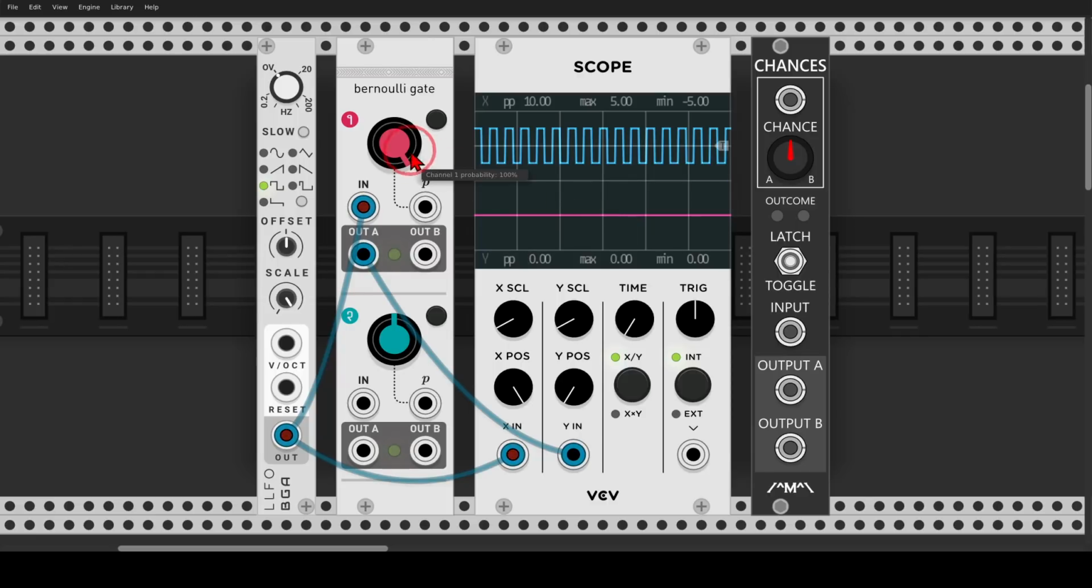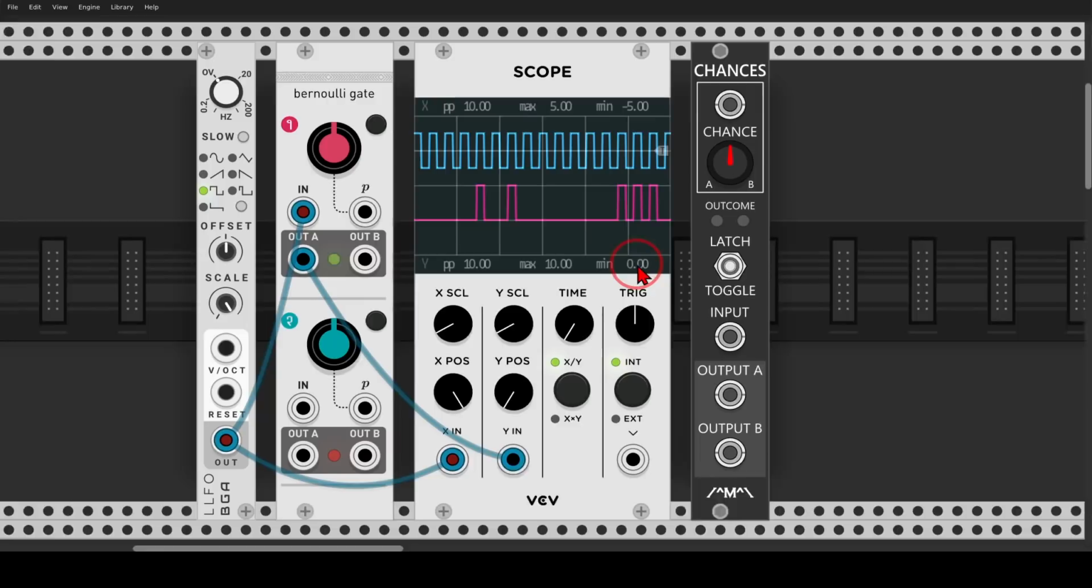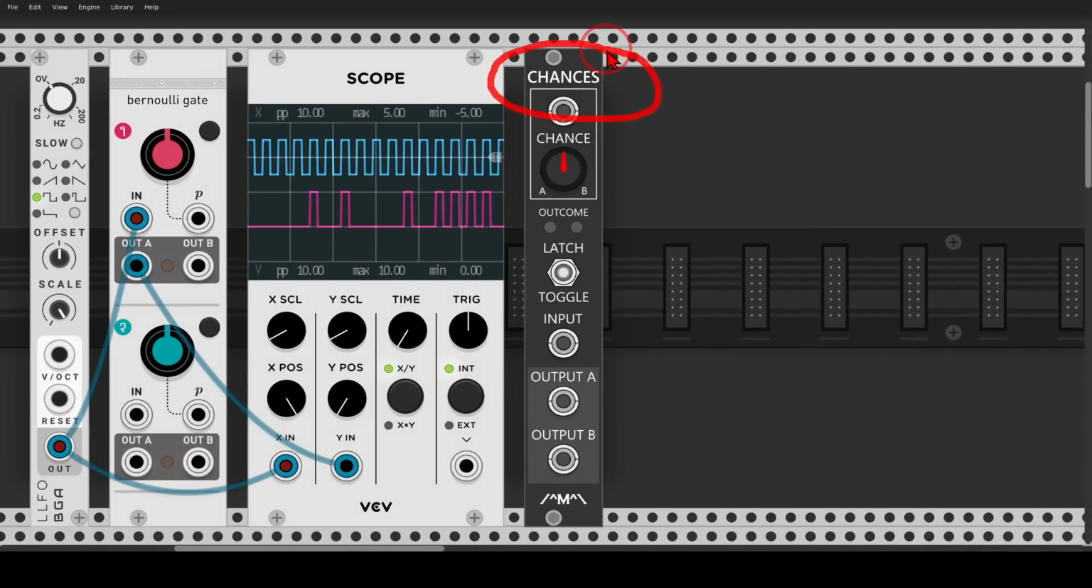And it can be somewhere in between, let's say 50%. So now there is a 50% chance that this clock will come out of output A, and 50% that it will come out of output B. So as you can see, this adds probability and chance to this clock. There is also Chances from Count Modula, this module here. Basically, it's like having one channel of Branches.